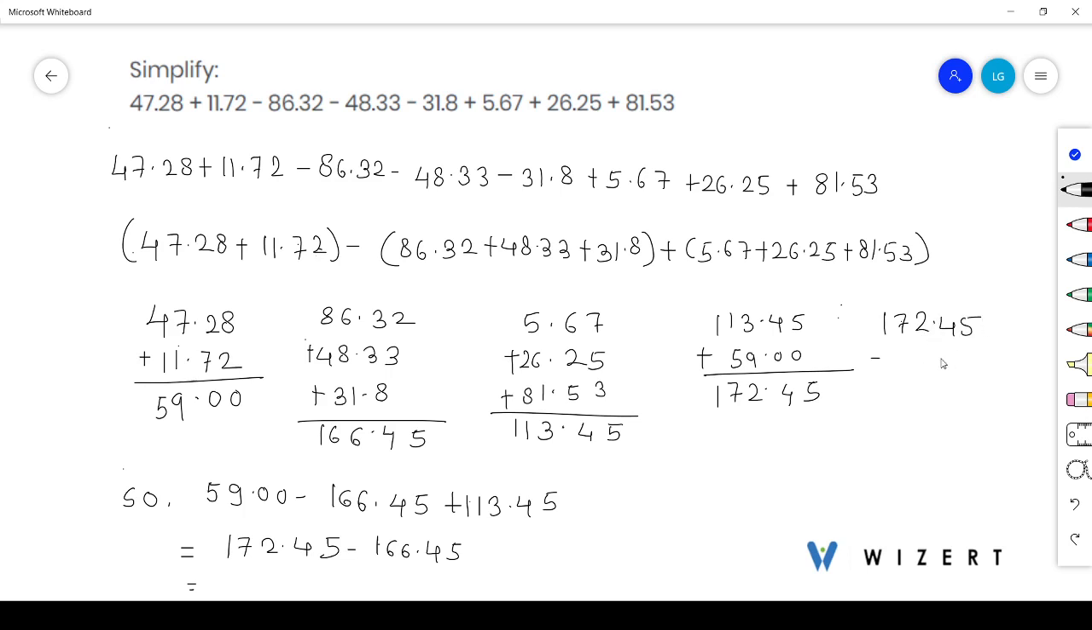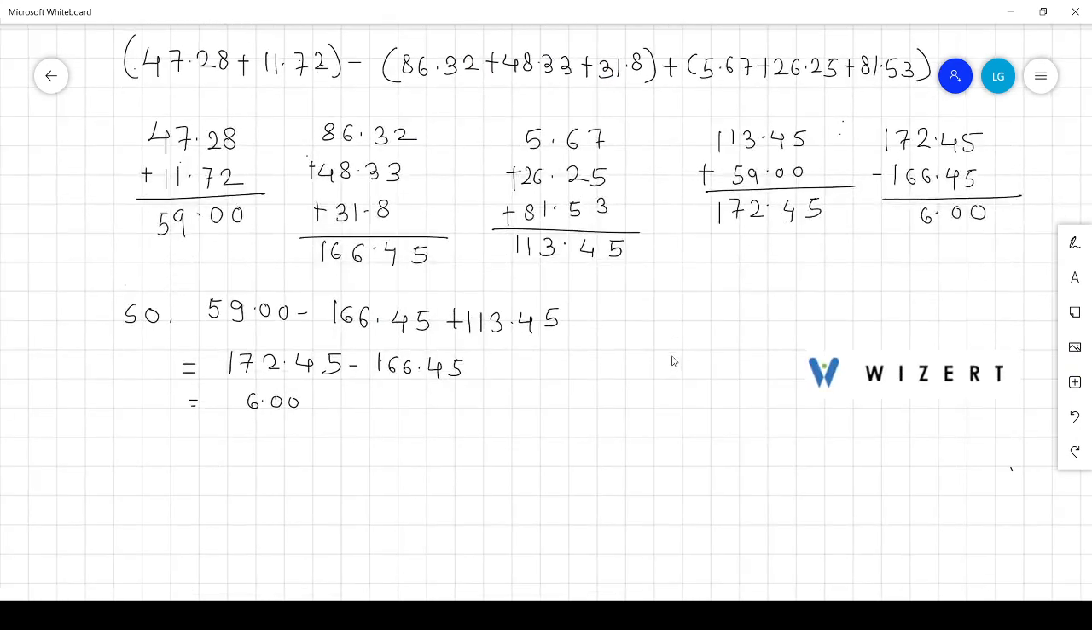Do that subtraction here: 172.45 minus 166.45. 5 minus 5 is 0, 4 minus 4 is 0, 12 minus 6 is 6. We borrowed from here. 6 minus 6 is 0. 1 minus 1 is 0. So it is 6. 6.00 means 6.